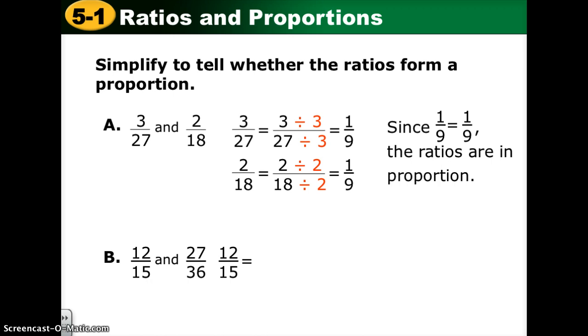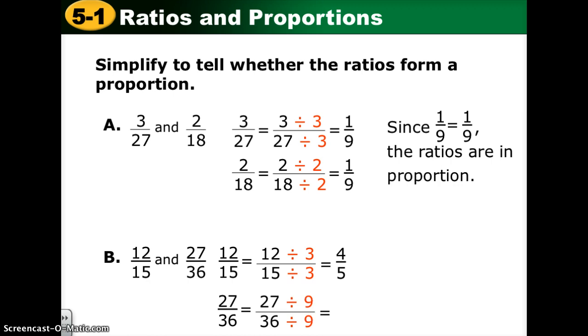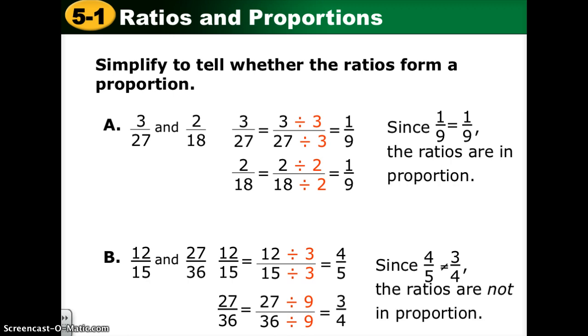Let's do the same for 12/15 and 27/36. 12 divided by 3 and 15 divided by 3, 4/5. 27/36, both divisible by 9, 3/4. They are both simplified as far as possible, and they are different, so they are not in proportion.